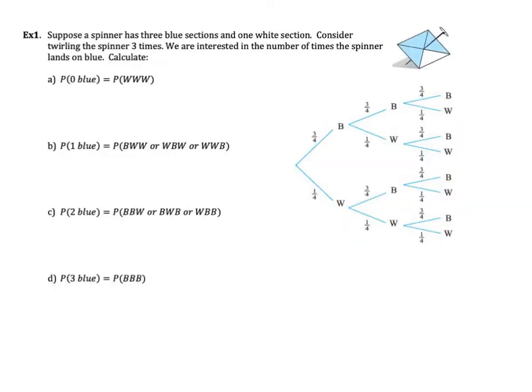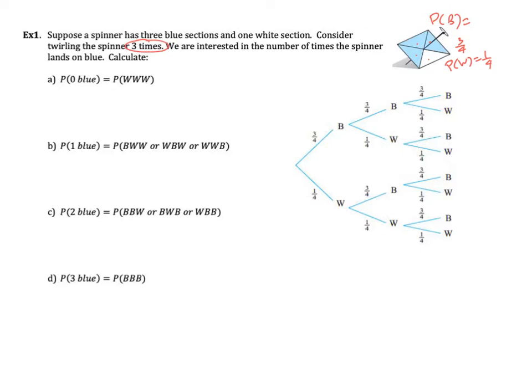All right, moving on to another example. Let's see if this follows the same theme. It says, suppose the spinner has 3 blue sections and 1 white section. Consider twirling the spinner 3 times. We are interested in the number of times the spinner lands on blue. So we have 3 sections of blue, 1 section of white. They're all evenly distributed. So there's a 3/4 chance. The probability that it's going to land on a blue is 3/4. The probability that it's going to land on a white then is 1/4.